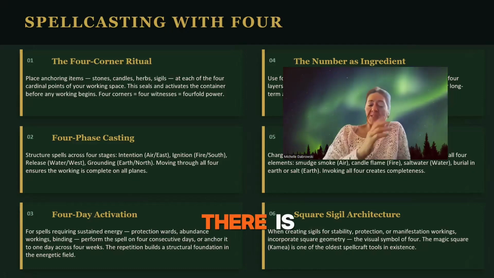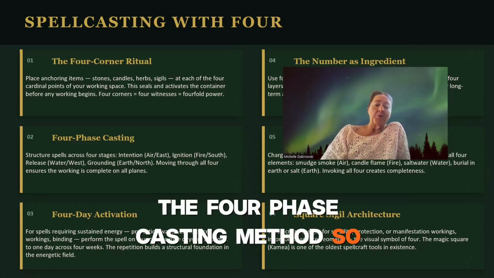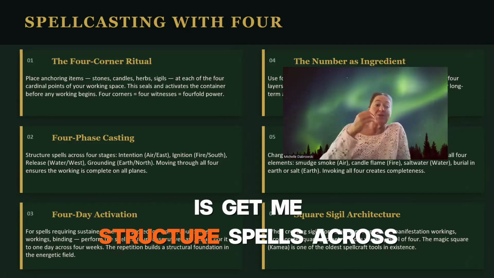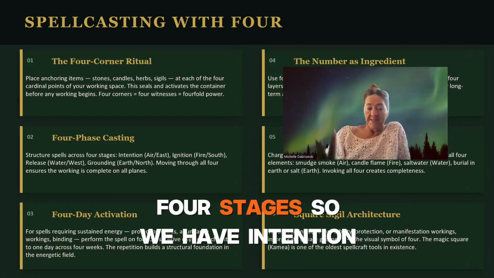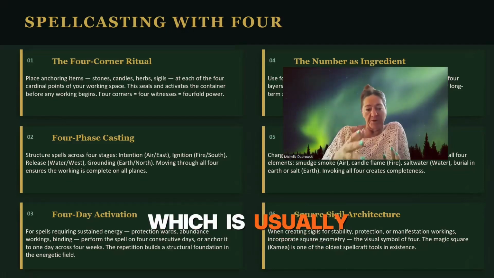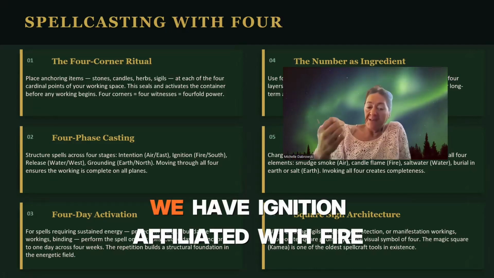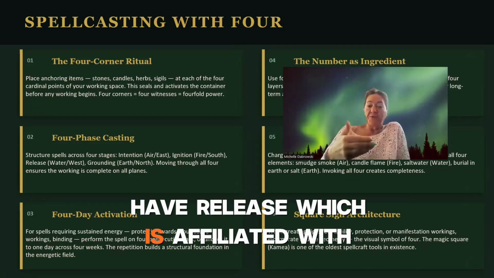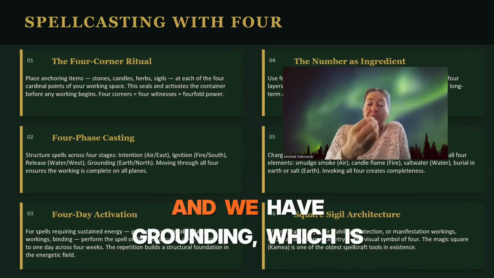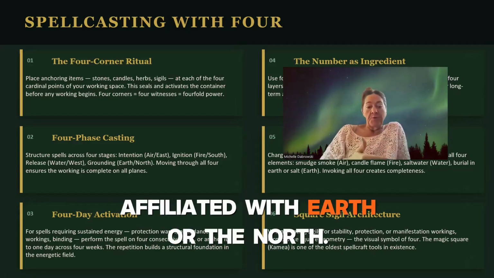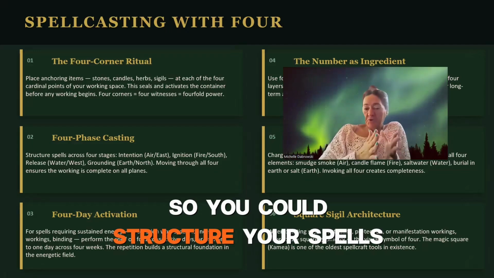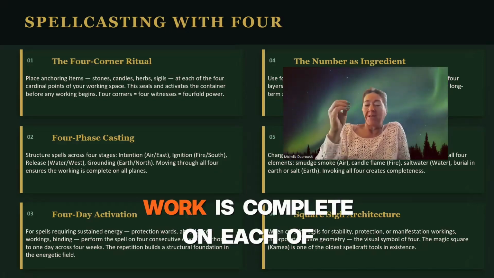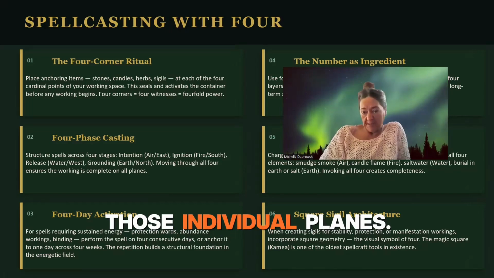There is the four phase casting method. So this is where you can structure spells across four stages. So we have intention, which is usually affiliated with the air or east. We have ignition, affiliated with fire or south. We have release, which is affiliated with water or the west. And we have grounding, which is affiliated with earth or the north. So you can structure your spells across these four stages, right? Moving through all four ensures the work is complete on each of those individual planes.